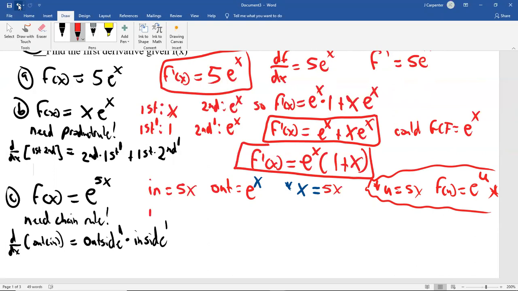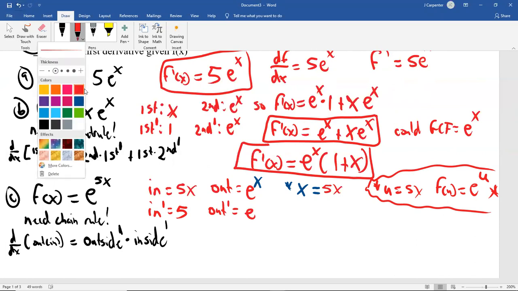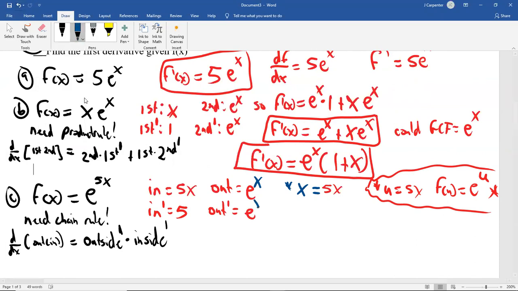So our derivatives: the derivative of the inside, the derivative of 5x, is 5, so that's a special case. The derivative of the outside, well, the derivative of e to the x is e to the x, but remember that's a special x, it's really 5x.